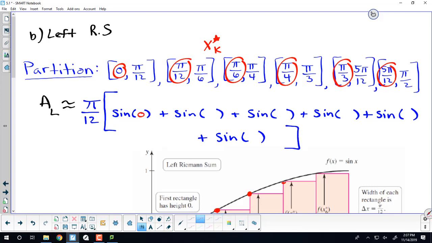So what we have to do is just shift that: pi over 12, pi over 6, pi over 4, pi over 3. Same function, same partitions, same subintervals, different values.